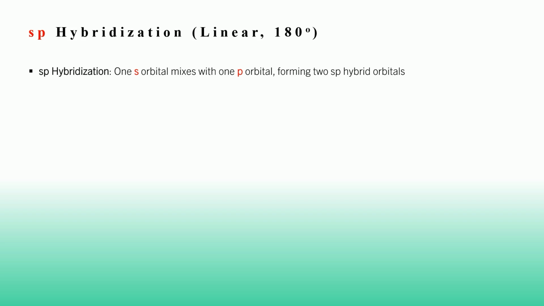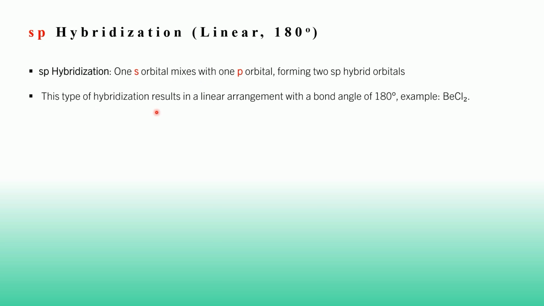You can see sp hybridization, 2 letters, s and p. The meaning is one s orbital mixed with one p orbital to make 2 sp hybrid orbitals. Because the number of orbitals we mix is 1 s and 1 p, 2 orbitals, we need to make 2 sp orbitals. This type of hybridization results in a linear arrangement with a 180 degree bond angle. For example, beryllium chloride.